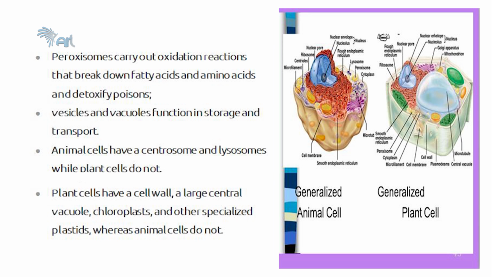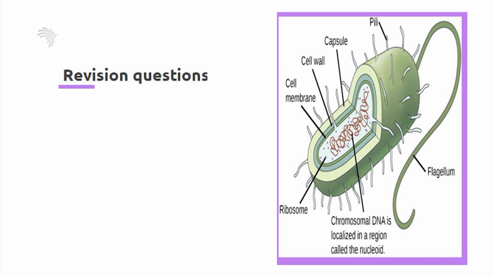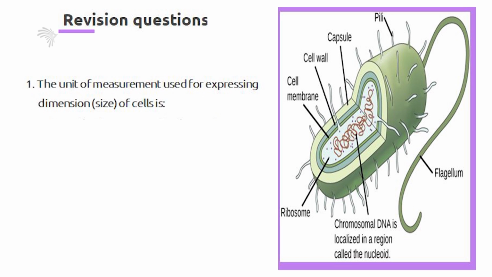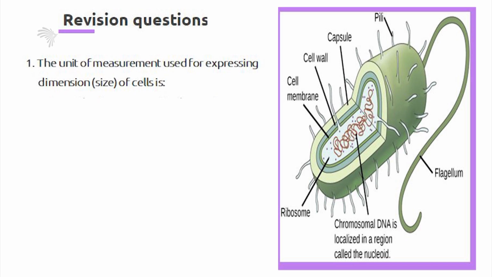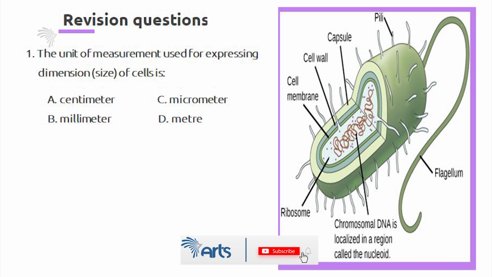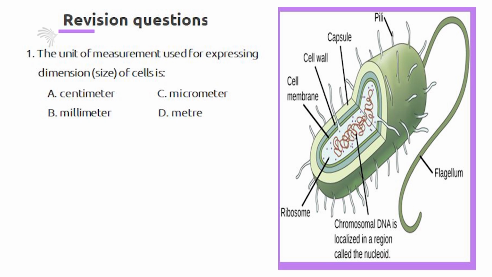Students, this is the second part of the lesson, and now we go to the revision questions. In a similar way, you answer the questions. Question number 1. The unit of measurement used for expressing the dimension or size of a cell is A. Centimeter, B. Millimeter, C. Micrometer, D. Meter. If your answer is C, you are correct, because centimeter, millimeter, or meter are larger than the micrometer. So the preferable unit here is the micrometer. Choice C is correct.